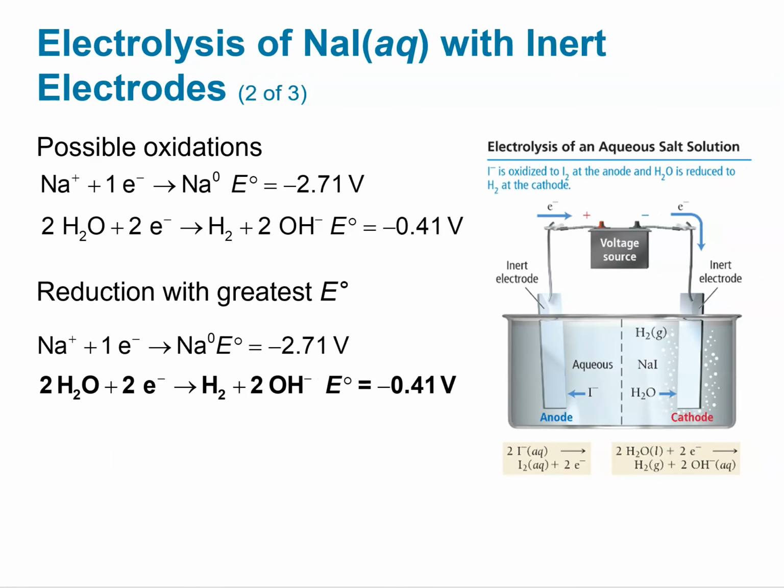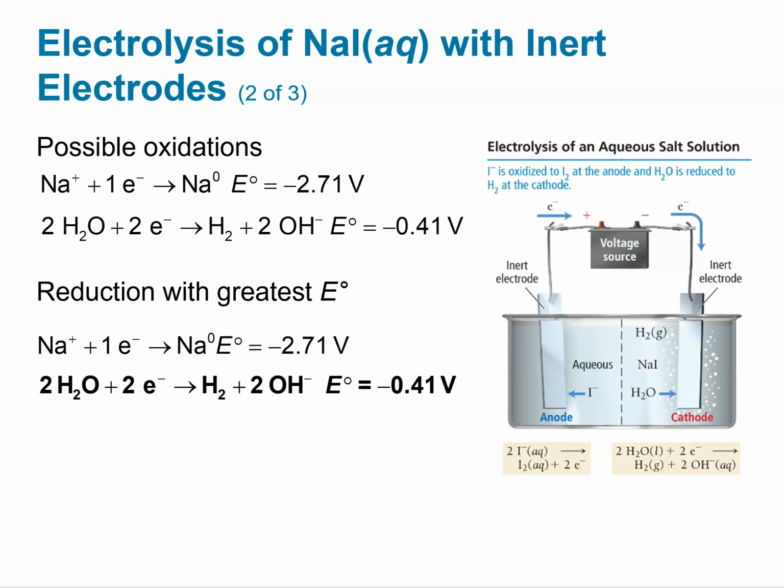On the reduction side, possible reductions, let's look at another one here. We've got our sodium iodide component, and possible reductions include sodium cation plus an electron to form metallic sodium. And this has a substantially negative potential of negative 0.271 volts. We also have two waters reacting with two electrons to form hydrogen gas plus two hydroxides, and this is going to have a potential of negative 0.41 volts.